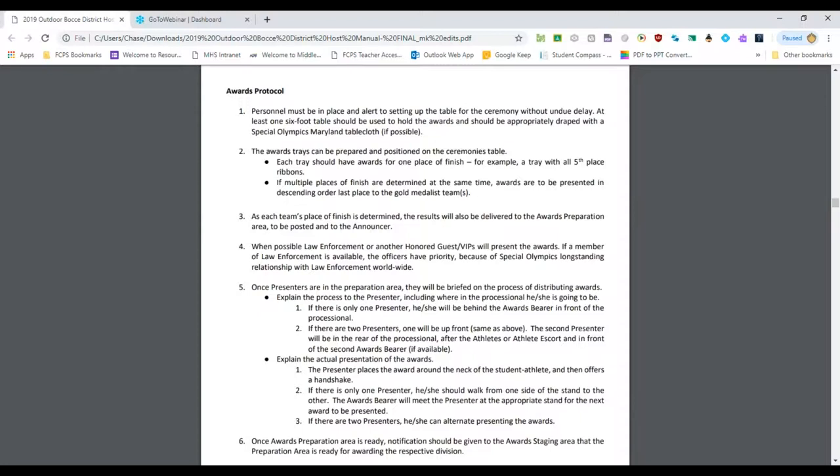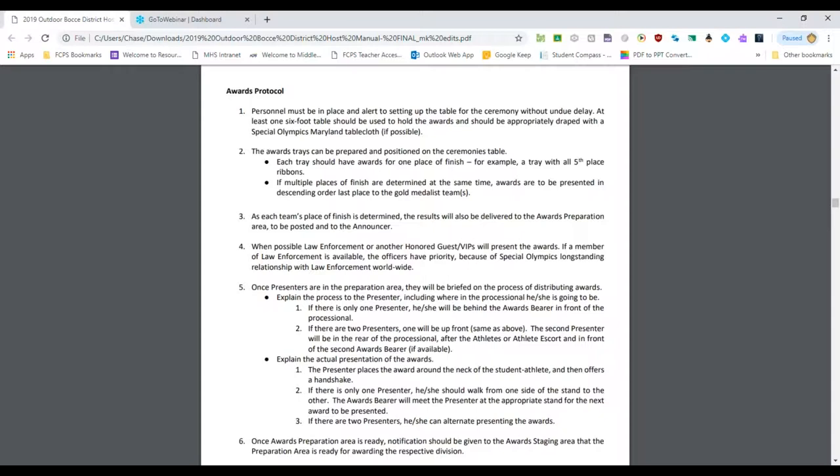Your awards protocol, personnel must be in place and alert to setting up the table for the ceremony without undue delay. At least one 6-foot table should be used to hold your awards and should be properly draped with a Special Olympics Maryland tablecloth if possible. You can prepare awards trays for each of the different levels of rewards. That'll be at the discretion for you, but there's some guidelines here that are nice to follow.